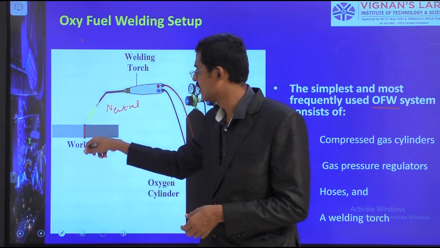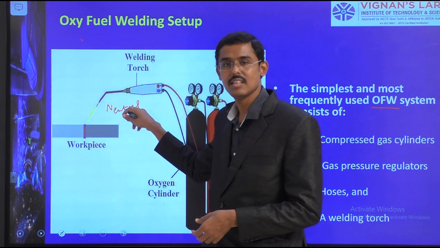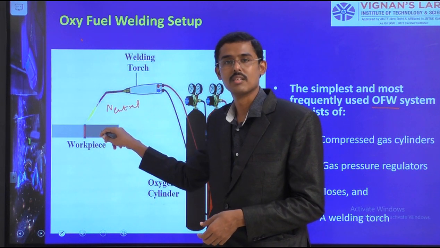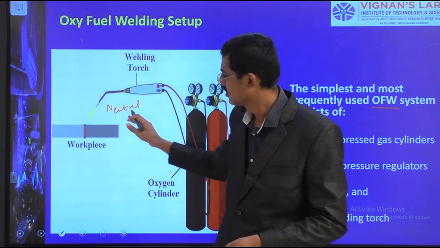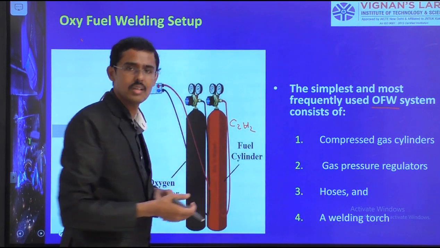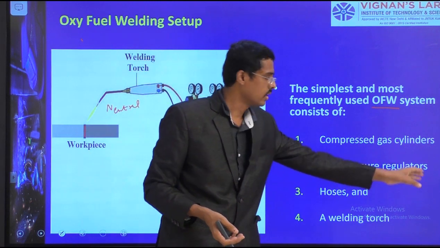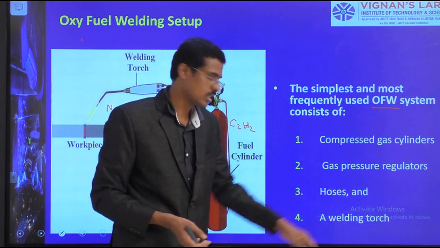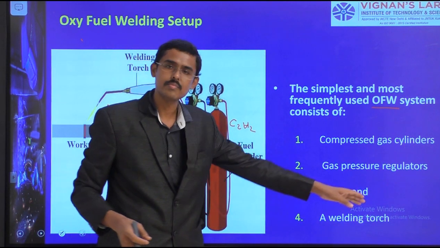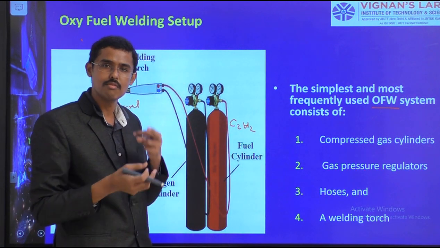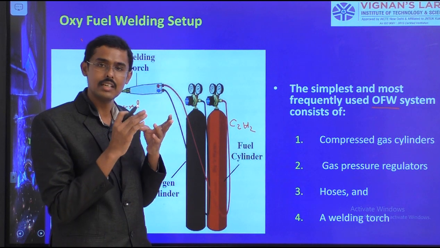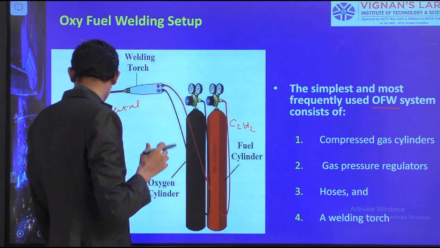When it is welded, I am using the carburizing flame; for heat treatment, the oxidizing flame; then it is a cutting process. So the nozzle plays an important role. The equipment includes gas pressure regulators, hoses for the connections, and the welding torch. The same torch, with respect to flame changes, does three processes: cutting, heat treatment, and welding.